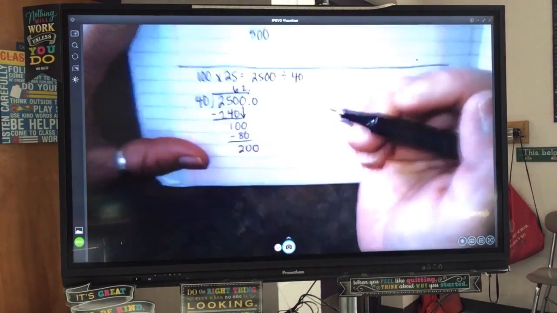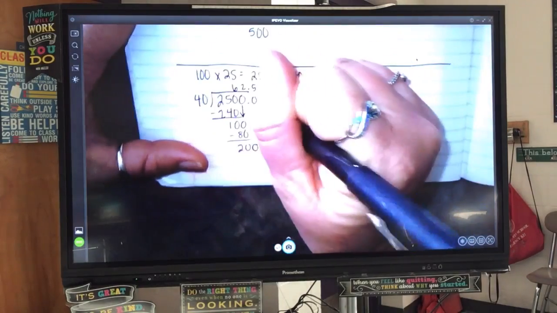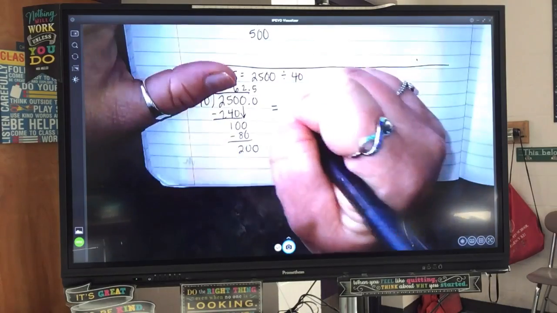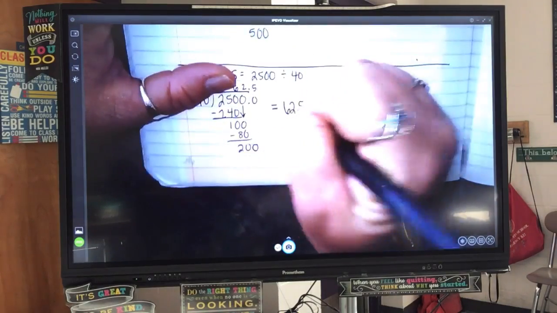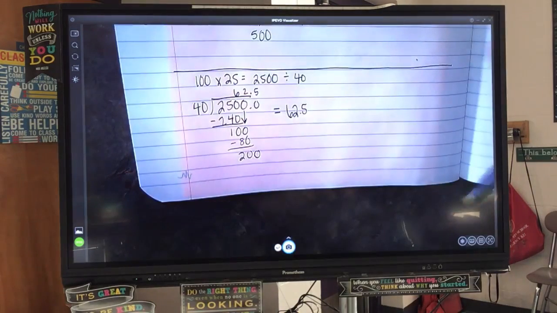What times 40 gives me 200? 5. So our answer here is 25 is 40% of 62 and a half. That is our answer. So 25 is 40% of 62 and a half.